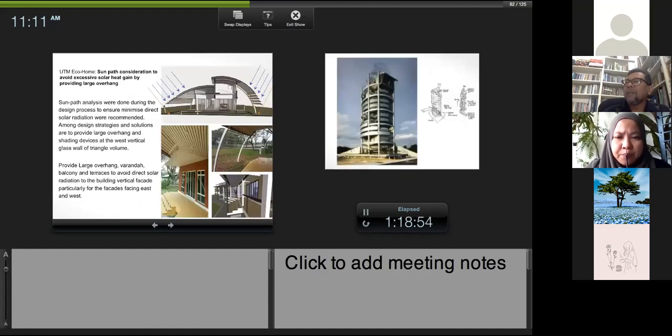Okey. Ini UTM Eco Home di UTM lah. Ketika kita design masuk competition Solar Decathlon, Solar Decathlon China masa ni. So adalah elemen-elemen tu, understanding the sun path dan juga macam mana design kita tu respond to climatic condition.